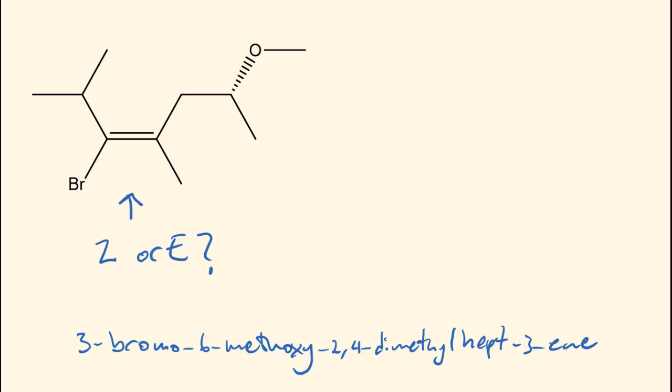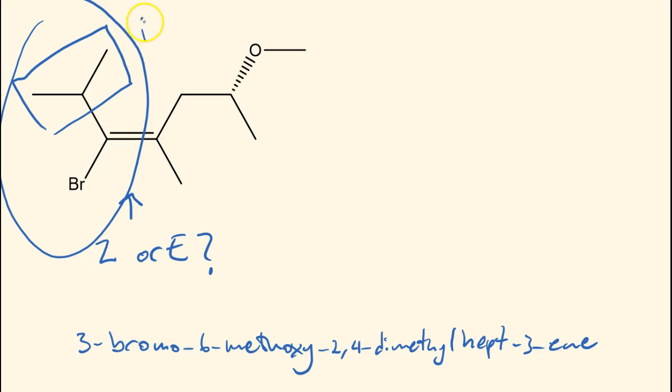So we need to prioritize the groups. On the left-hand carbon, over here, there are 2 groups. There's the isopropyl group, and the bromo group. So as far as atomic number, bromine has a higher atomic number than carbon, so it's bromine that is the higher priority.